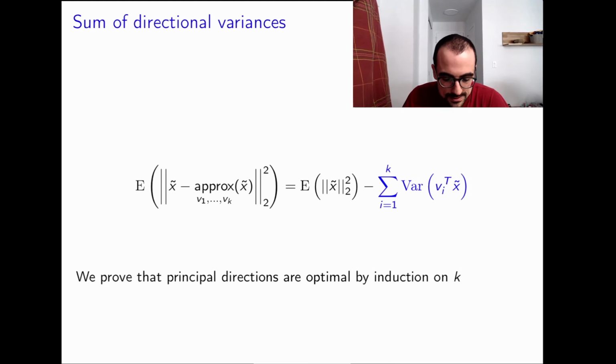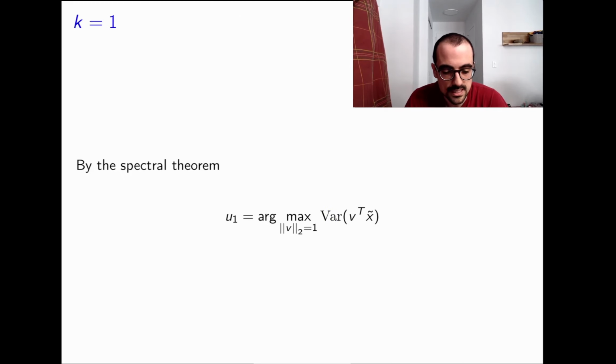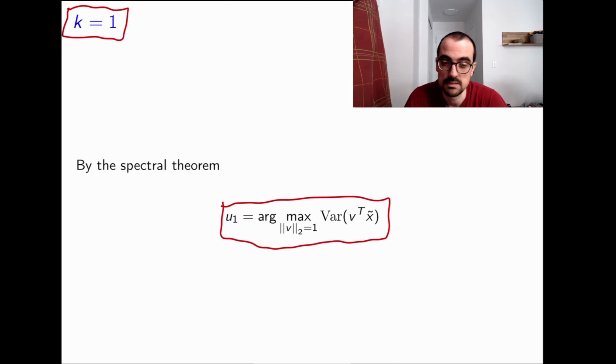So sorry about that. We're going to prove that they are optimal by induction on k. If you don't remember induction, let's review it very briefly. First, what if k is equal to 1? We're just going to project onto a single vector. In that case, by the spectral theorem, we know that the best vector is the eigenvector corresponding to the largest eigenvalue. The spectral theorem completely gives us that.